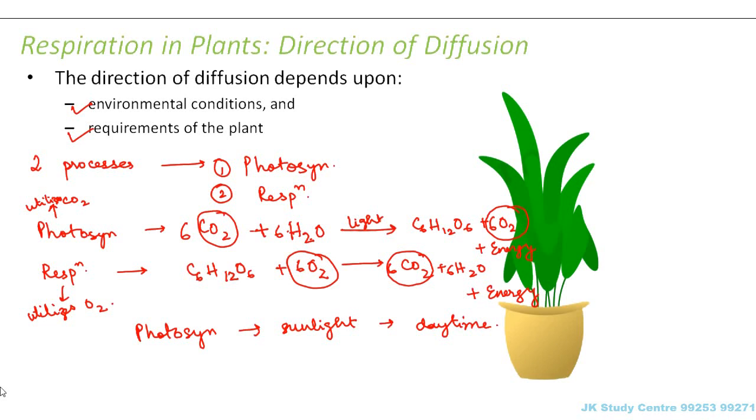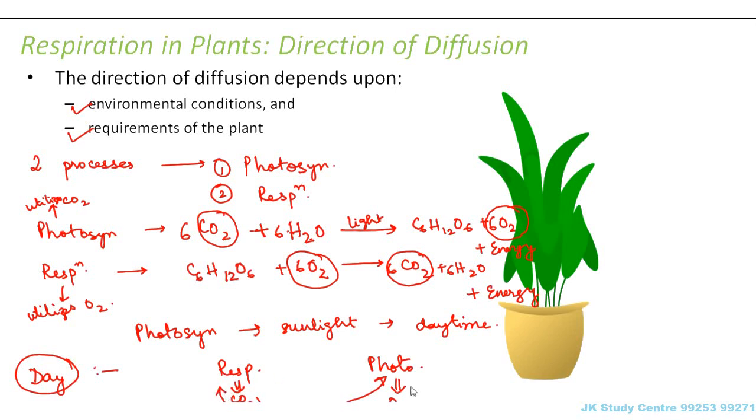So carbon dioxide, which is produced during respiration, is used up in photosynthesis, and the oxygen which is produced in photosynthesis is used up by respiration. But it is seen that the rate of photosynthesis is faster during the daytime. So during daytime, both respiration and photosynthesis take place. In respiration, carbon dioxide is produced, which is used up by photosynthesis. In photosynthesis, oxygen is produced, which is used up by respiration, right?